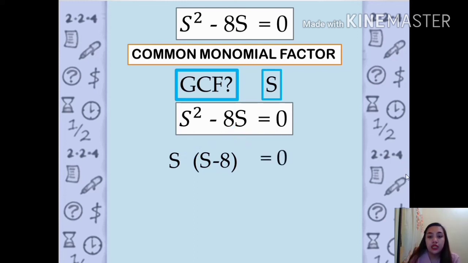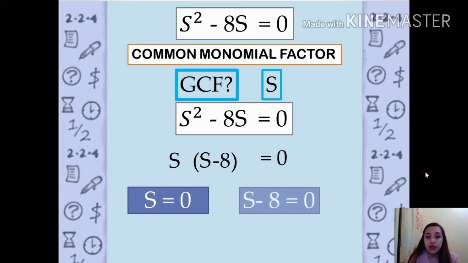Next, equals 0. Now, we will equate the two. Paghihiwalayan natin. So, S equals 0 and S minus 8 equals 0. Is this the final answer? S equals 0? No, because there is no side which has a measurement of 0. So, ang S equals 0 is wrong. Kasi wala namang value ang length ng side ng isang square kung ang kukunin natin ay 0.